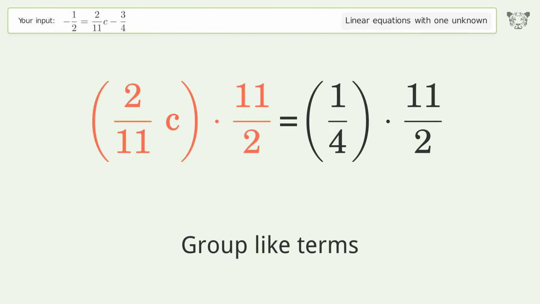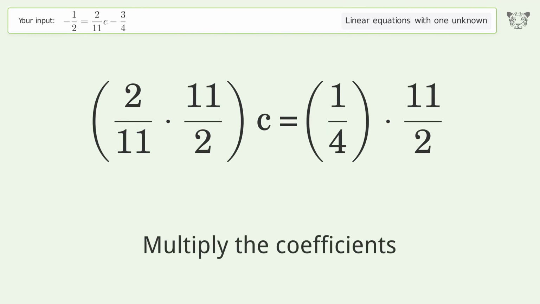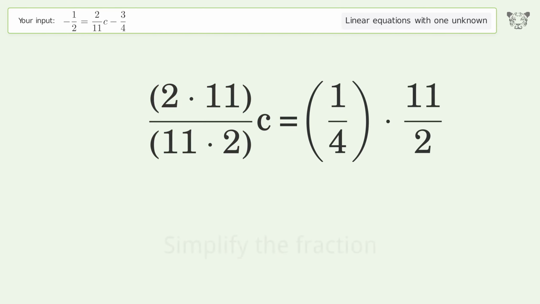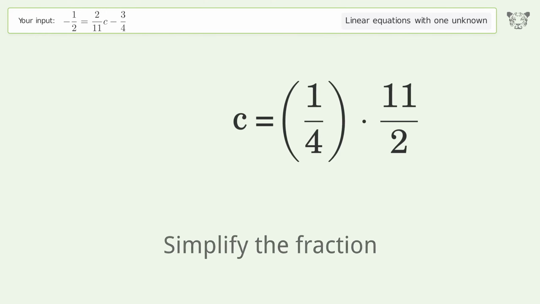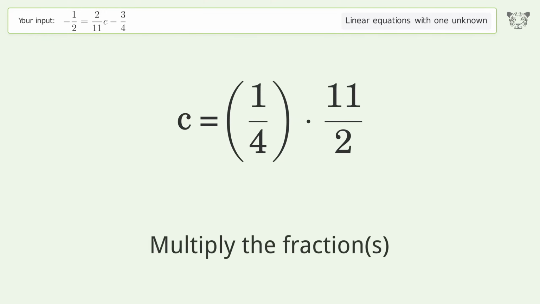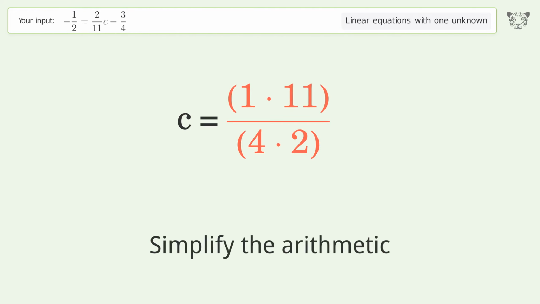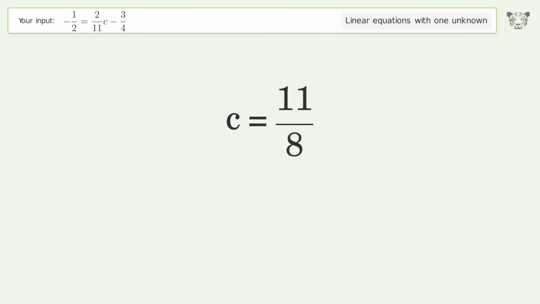Group like terms. Multiply the coefficients. Simplify the fraction. Multiply the fractions. Simplify the arithmetic. And so the final result is c equals 11/8.